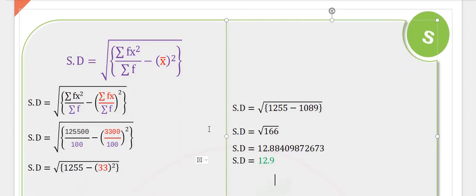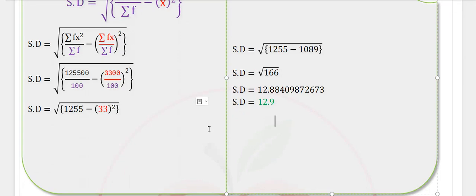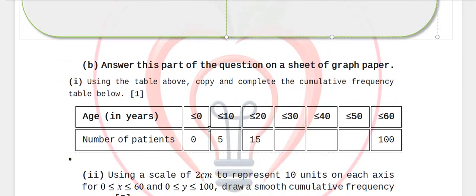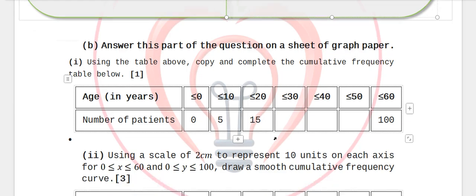In order to complete this table, you just add the frequency of that table with this, like 0 plus 5 to give you 5, plus 10 to give you 15, and so on and so forth. Just fill in this. I have already filled it in.